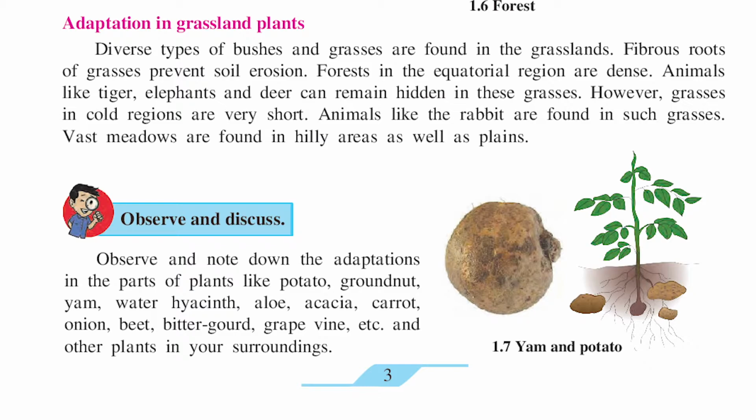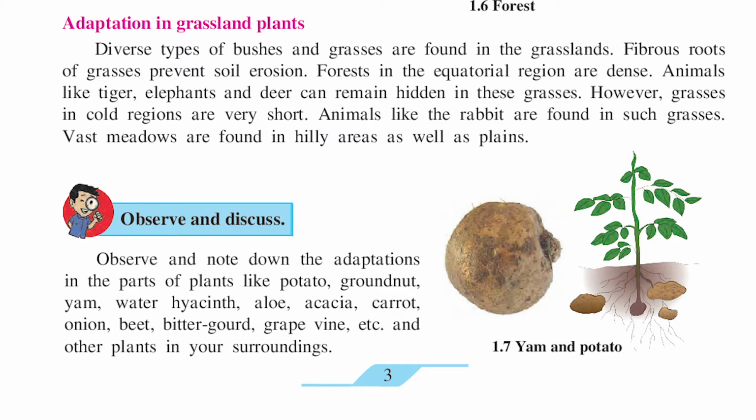Adaptation in grassland plants. Diverse types of bushes and grasses are found in the grasslands. Fibrous roots of grasses prevent soil erosion. Forests in the equatorial region are dense. Animals like tiger, elephants, and deer can remain hidden in these grasses. However, grasses in cold regions are very short. Animals like the rabbit are found in such grasses. Vast meadows are found in hilly areas as well as plains.